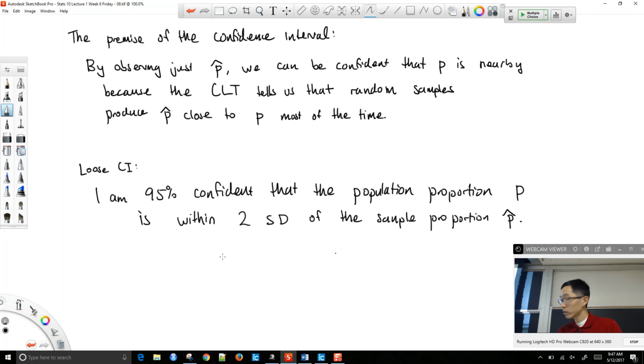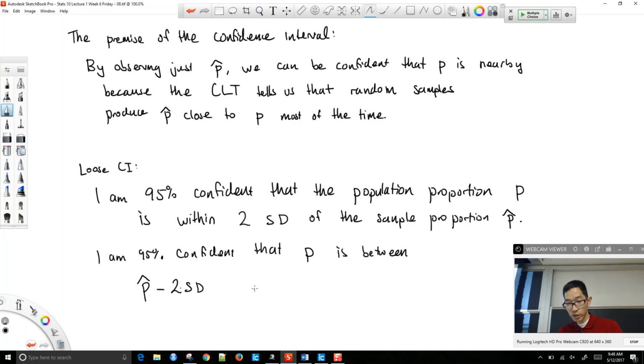Okay. Or we can also rewrite it as, I am 95% confident that p is between p hat minus 2 standard deviations and p hat plus 2 standard deviations. Okay, and we will formalize this in a little bit. So this is still an informal confidence interval. Okay, the formal one will come on Monday.